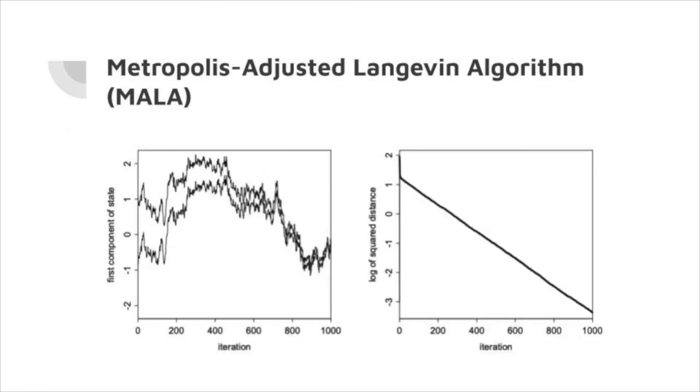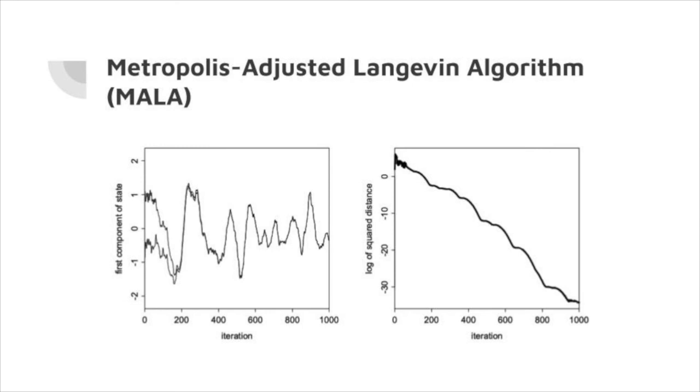Using the same problem as before, Neal evaluated MALA sampling relative to Metropolis sampling and found that the chains got closer together with fewer iterations. You can see that the chains reached a log squared distance of -2 at around 600 to 700 iterations relative to the 10,000 to 20,000 that it took for Metropolis.